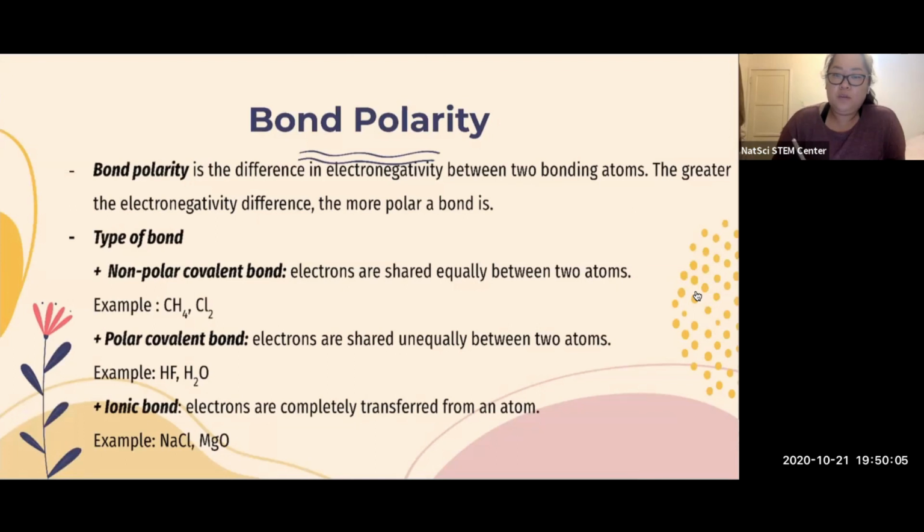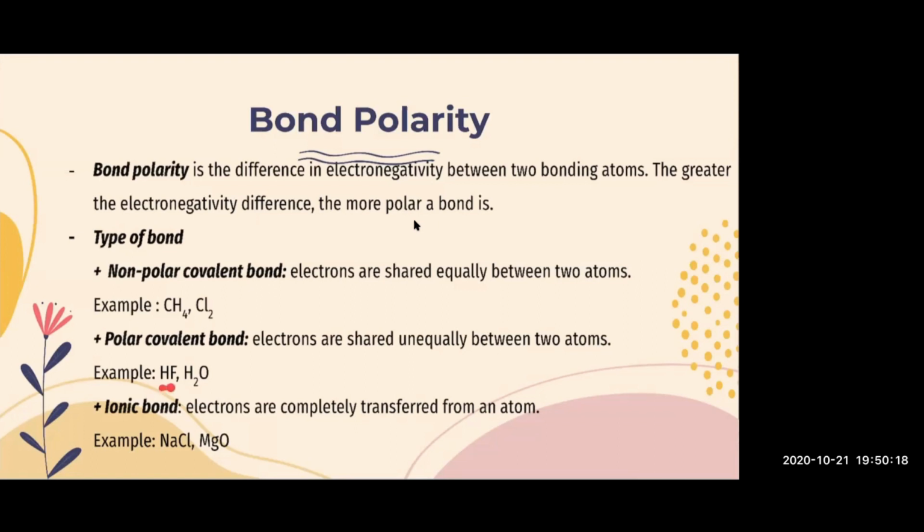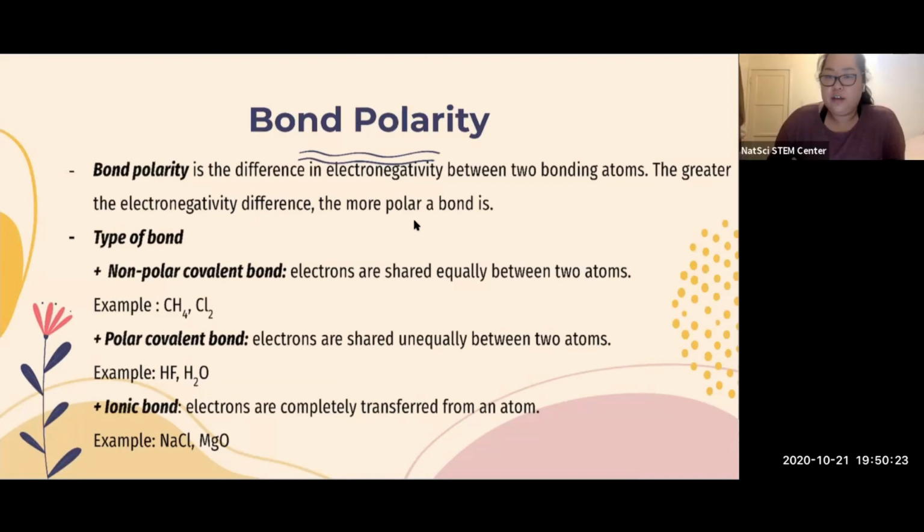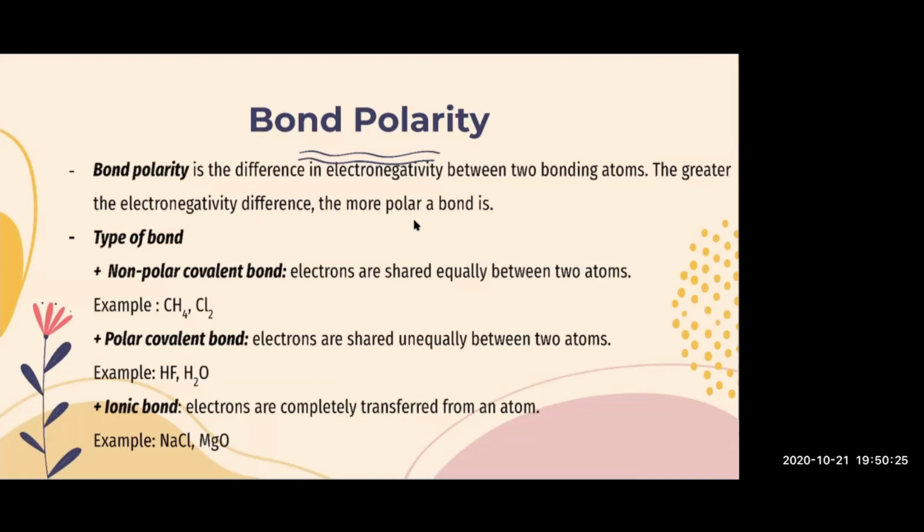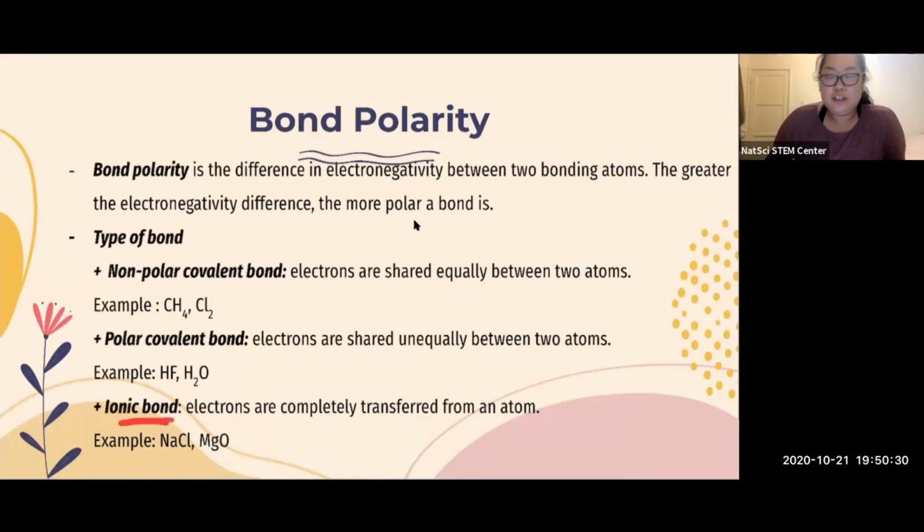And then you have your polar covalent bonds, where electrons are shared unequally between 2 atoms. Some examples would be HF as well as H2O, where the oxygen has most of the electrons. Then you have your ionic bonds, where electrons are completely transferred to an atom. Examples are sodium chloride as well as MgO.